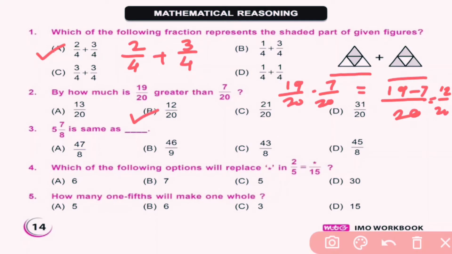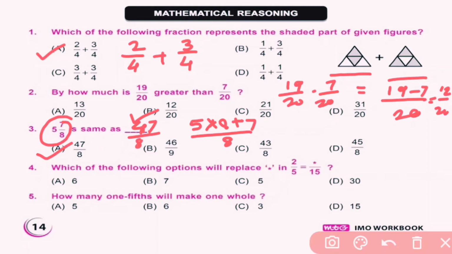Question number 3. This mixed fraction is same as, now to convert the mixed fraction, we multiply 5 into 8 plus 7. So 5 into 8, 40, 40 plus 7, 47. So it is same as 47 by 8. A is the correct answer.